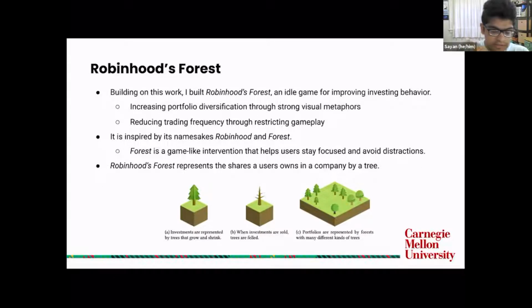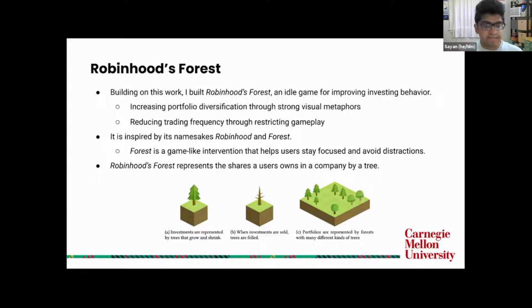Okay, cool. So given this background, we ended up creating Robinhood's Forest, which is an idle game for improving investing behavior. It does so in two ways. Number one, it helps people increase portfolio diversification through strong visual metaphors. Also, it helps reduce trading frequency through restricting gameplay using idle game mechanics.